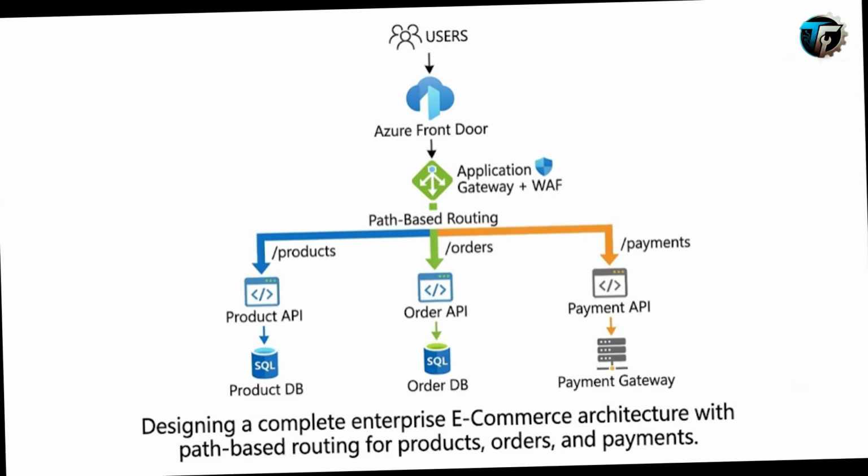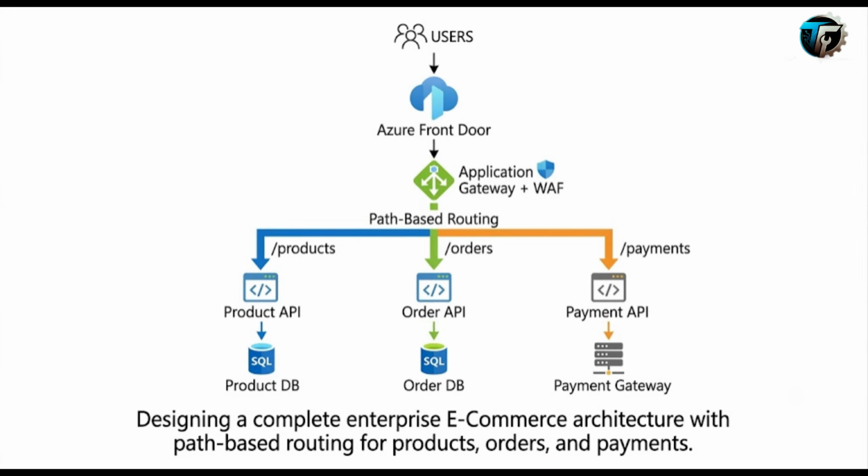Let's apply this to our shopping application. A customer enters through Front Door. Traffic reaches the regional application gateway. WAF protects the web application. The gateway examines the request path. Product requests go to the product API. Order requests go to the order API. Payment requests go to the payment service. Now we are not just learning an Azure service. We are designing a real enterprise architecture.